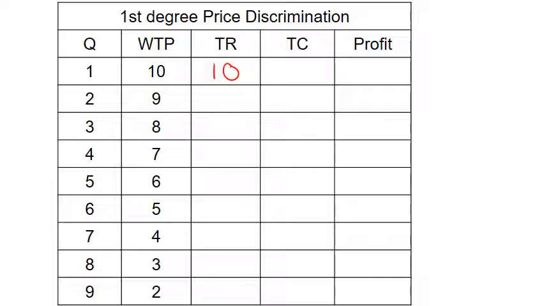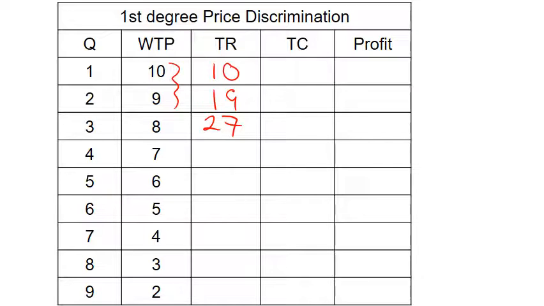If it sells the second unit, it knows that customer B is willing to pay $9 for the first. It'll continue to charge customer A $10 and now charge customer B $9. Total revenue will go from $10 up to 19. Notice this total revenue is now going to be the sum of the willingness to pay. If it sells a third unit, it'll charge 10 to A for the first unit, 9 to B for the first unit, and now it's going to charge C $8 for the first unit. So total revenue rises to 27.